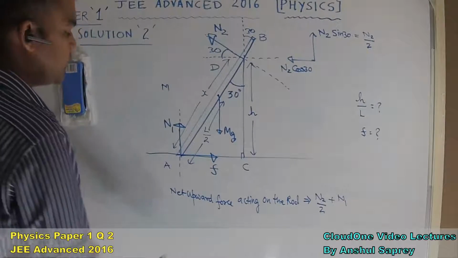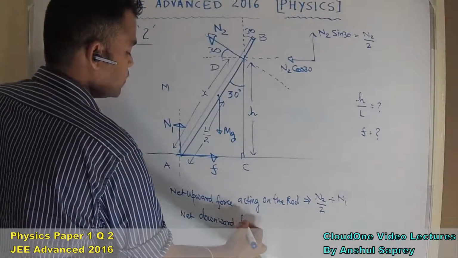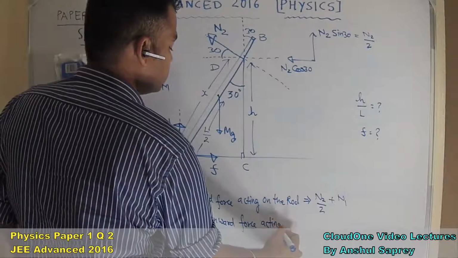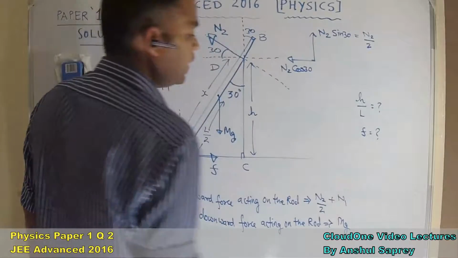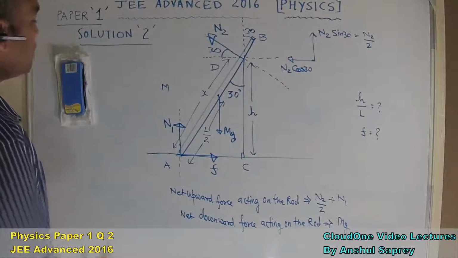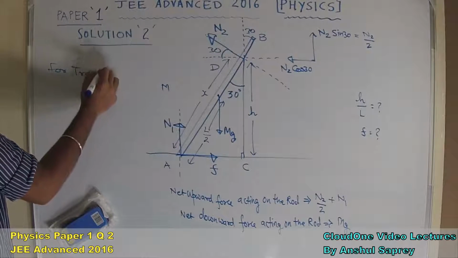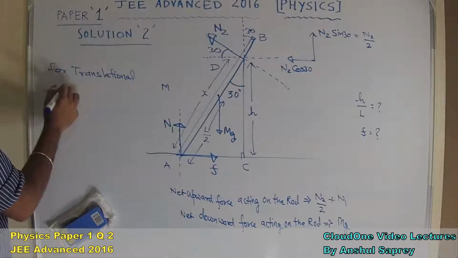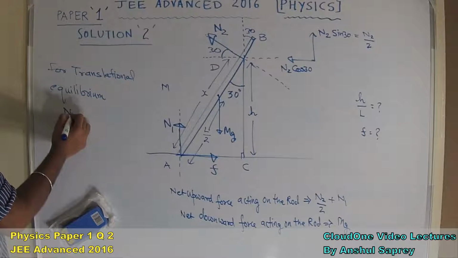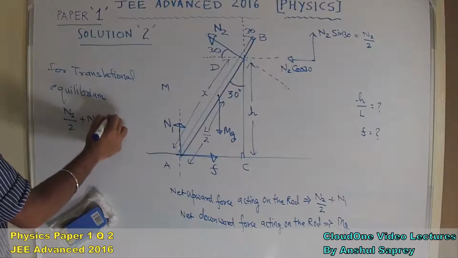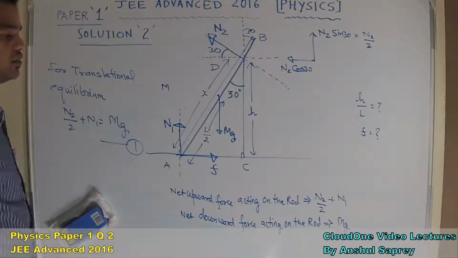What is the net downward force acting on the rod? Net downward force acting on the rod is mg. So for translational equilibrium, net upward force must be equal to net downward force. So this will be our first equation.